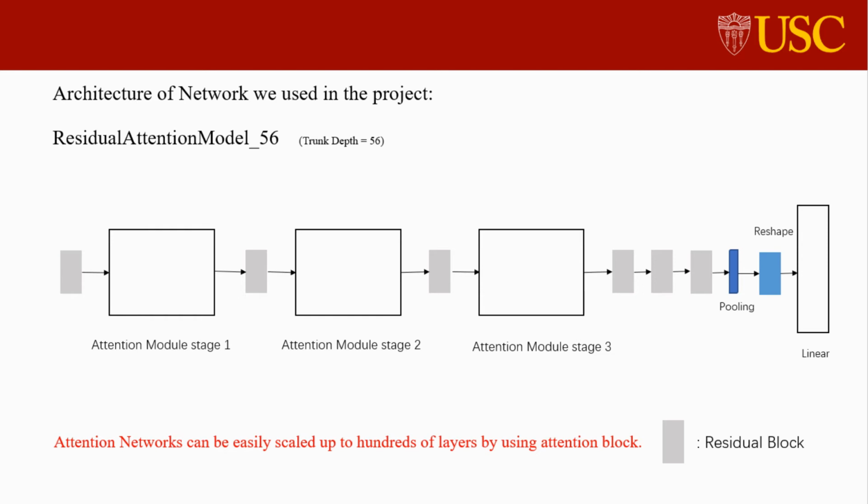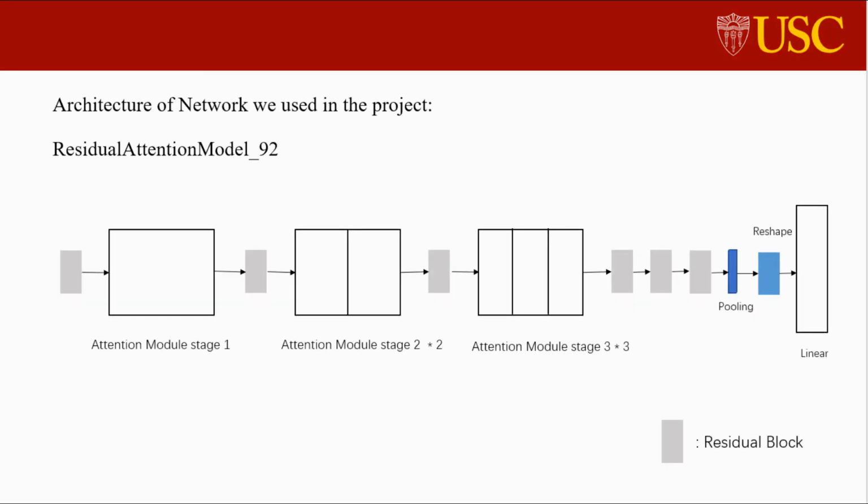56 means that the trunk depth is 56. We build it by putting some attention blocks between the residual blocks. By using the block we can easily scale up to hundreds of layers.